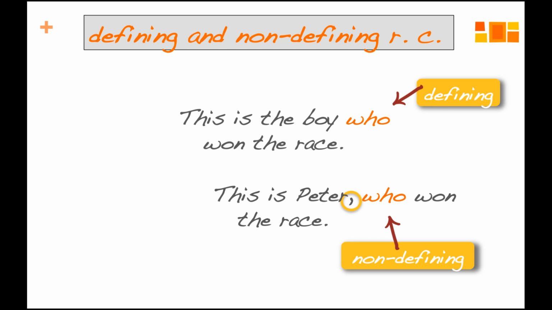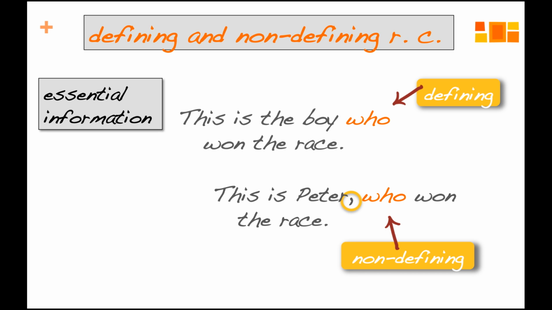Now you notice right away in that second example there's a comma, and that is important. Non-defining relative clauses always have commas between them and the main clause. But outside that comma difference, of course, there's also a difference in meaning. In that first example, this is the boy who won the race. My defining relative clause adds essential information to the main clause. It's information without which I couldn't understand the main clause. We needed to identify the boy.